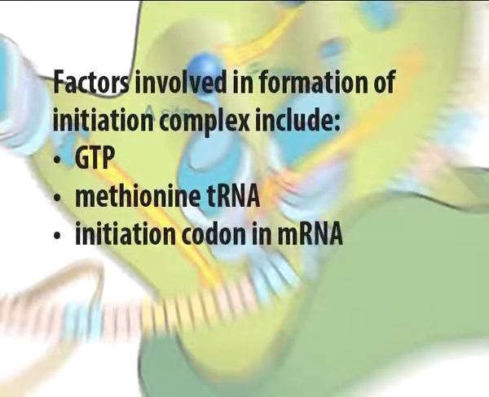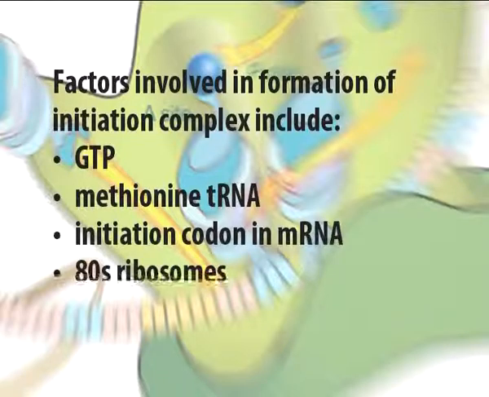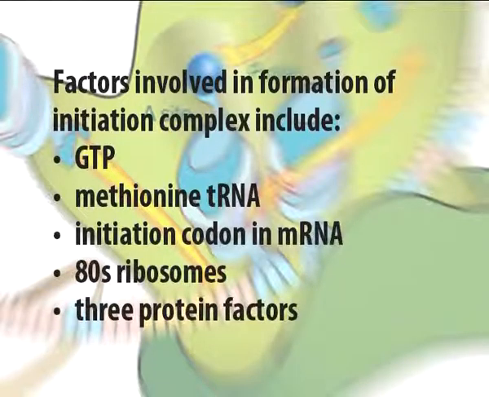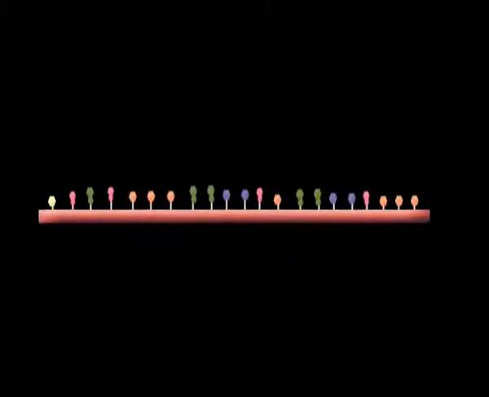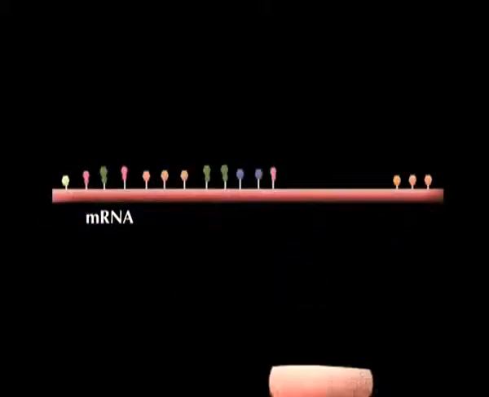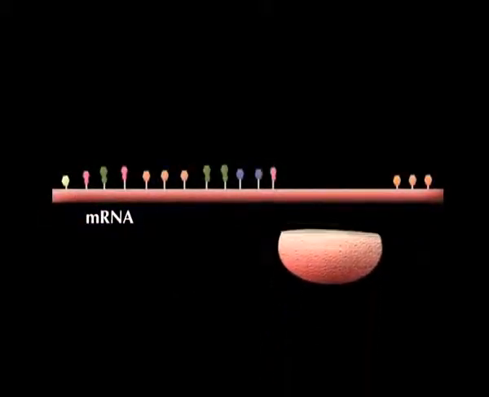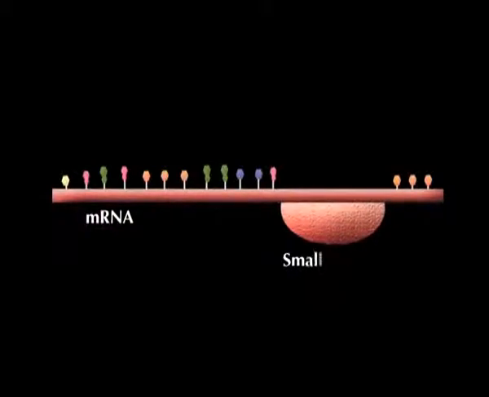There are quite a few factors involved in the formation of the initiation complex. These include GTP, methionine tRNA, the initiation codon in mRNA, ribosomes, and three protein factors. The process of protein synthesis begins with the capture of the tRNA, which is carrying an amino acid, by an initiation factor.